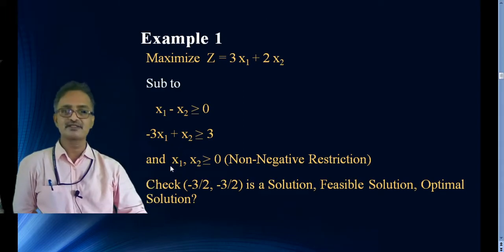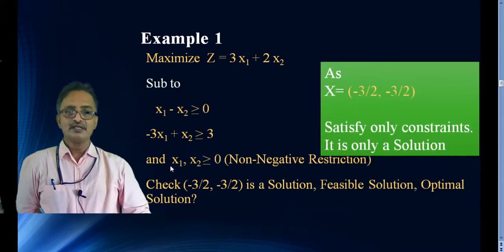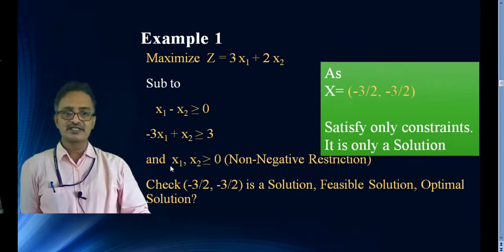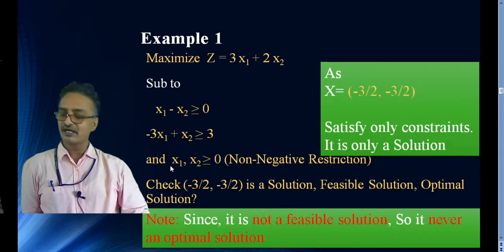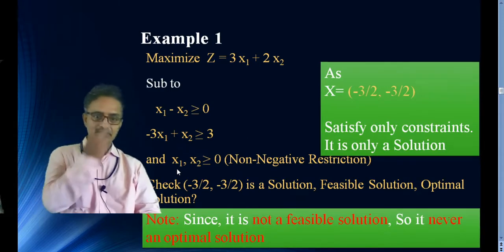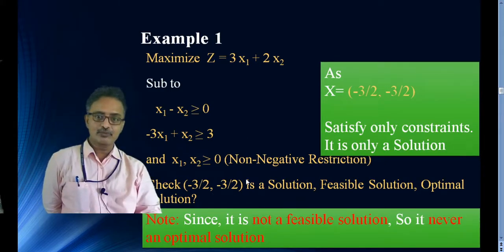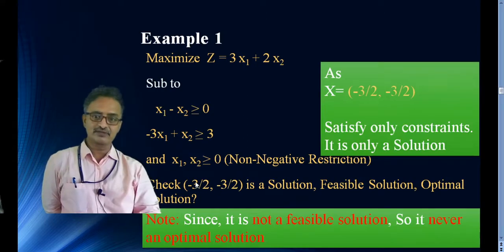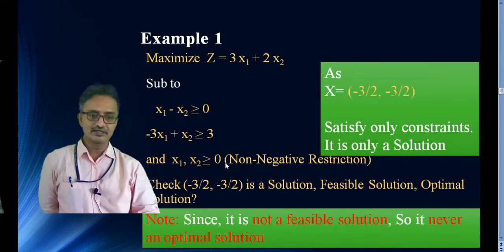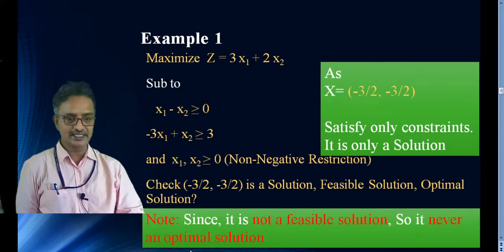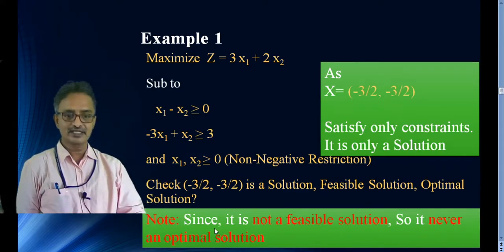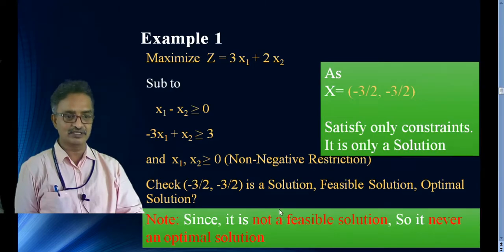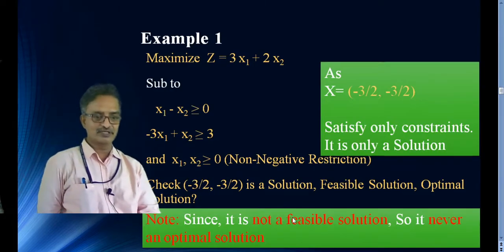In this case, this satisfies all the constraints here, therefore it is a solution. But it is not a feasible solution, because the given point has a negative x1 value, which is not permitted in this situation. Therefore, this is a case where there is a solution, but it is not a feasible solution. So it can never be an optimal solution.